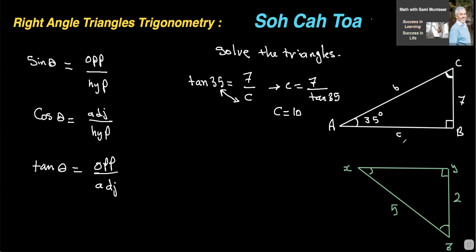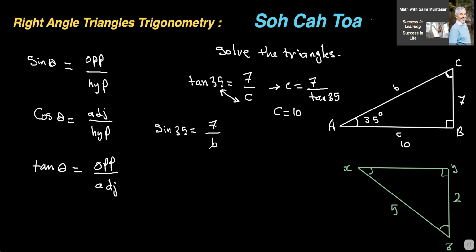Now, once we found c to be 10, I could either use Pythagoras, the square root of 10 squared plus 7 squared equals b, or just since we're doing trig, let's just practice more trig. So now it's angle 35, this is the opposite, and b is the hypotenuse. So I'm going to use sine because sine involves the opposite over hypotenuse. So I'm going to say sin 35 equals the opposite, which is 7, over the hypotenuse, which is b.